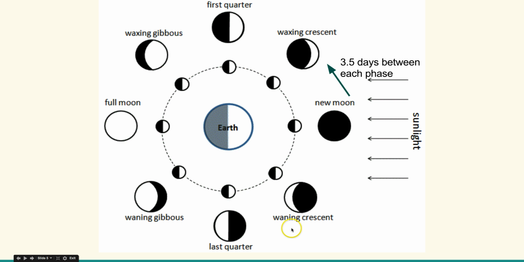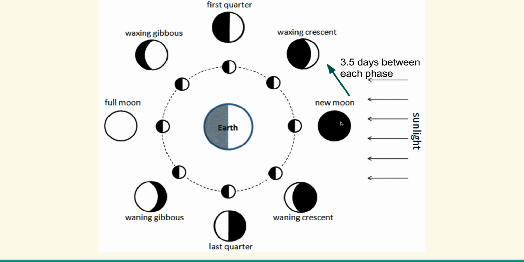quarter. And then we come into our final position, our position 8 right here, and the side of the moon that's facing the earth, you can see now that just a little sliver on the left-hand side is now visible from earth, and so we see this waning crescent shape in the sky. And then here we are again, back at our new moon.